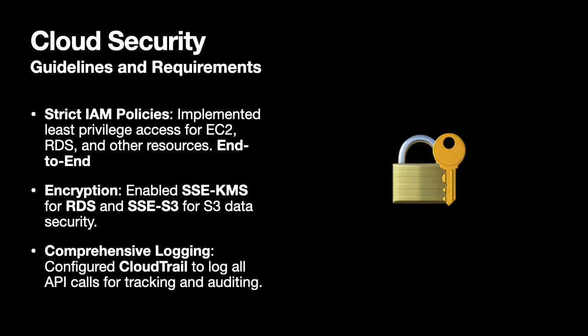Now that you've seen the backup strategy, let's talk about how I've ensured it's secure. I've carefully assigned IAM roles to resources, ensuring that each component from EC2 to RDS has the minimal permissions necessary. This follows the least privilege principle. For data security, I've enabled SSE-KMS for the RDS database and SSE-S3 for any interactions with S3. This ensures that sensitive data is encrypted both at rest and in transit.